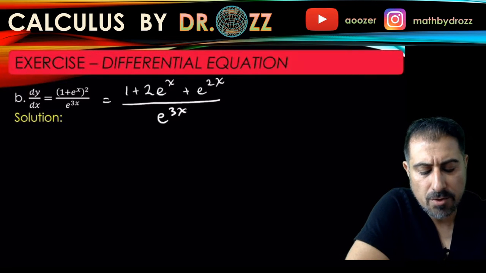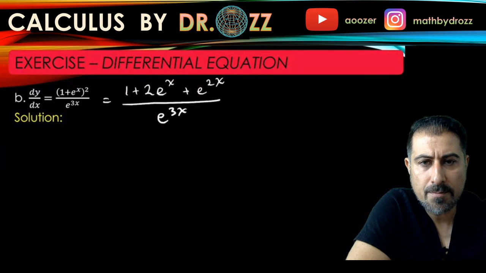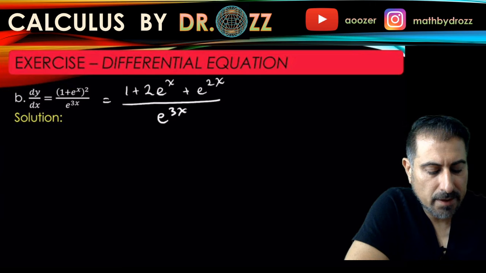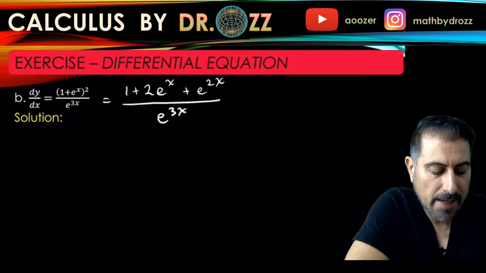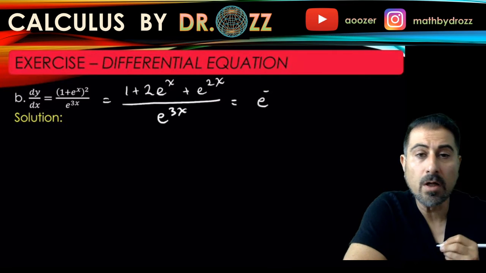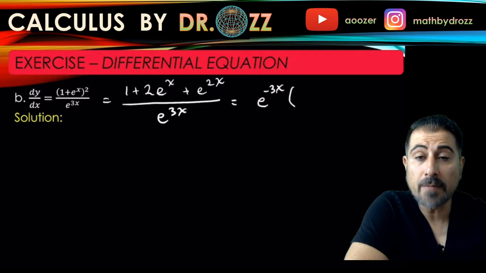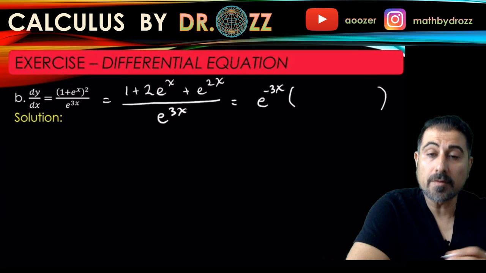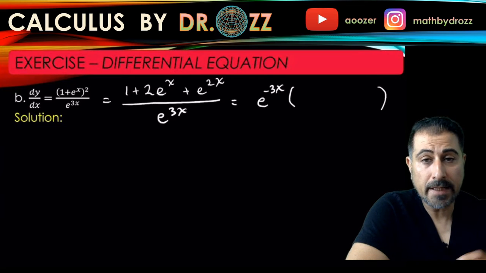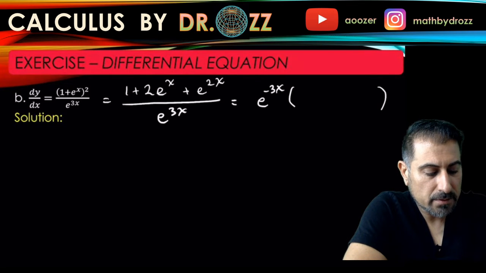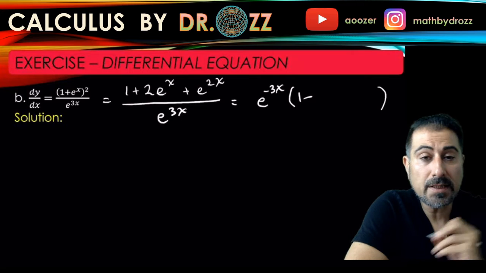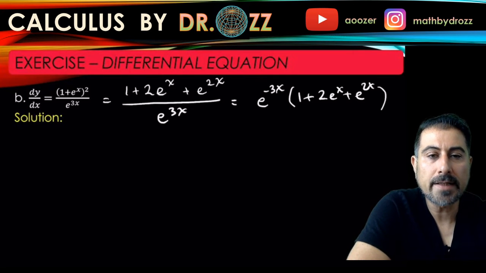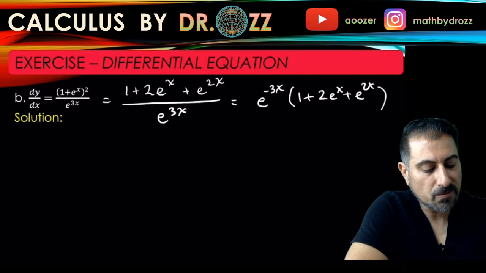All right, so you have e to the 3x in the bottom. So maybe we should rewrite this expression as e to the minus 3x times the whole top, right? I'm writing 1 over e to the 3x as e to the negative 3x. So that allows me to expand this whole expression and write it in separate exponential forms, okay?